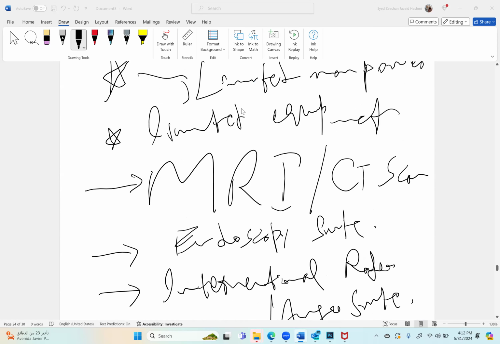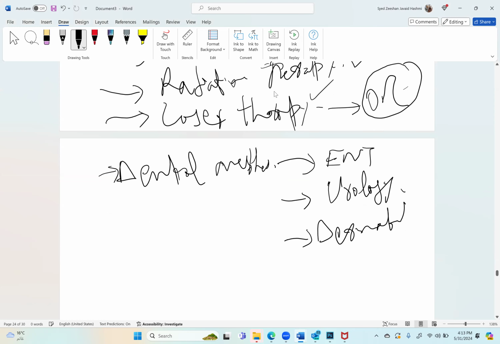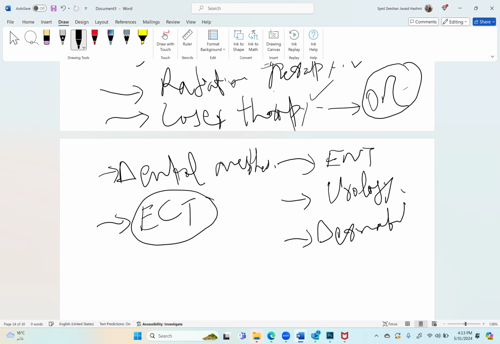Another component is dental anesthesia. Sometimes dental procedures are also done out of OR. ECT, electroconvulsive therapy, is also done in an out of OR environment. Sometimes people do TEE, transesophageal echo, at the bedside.